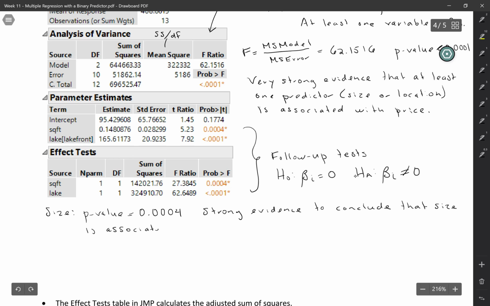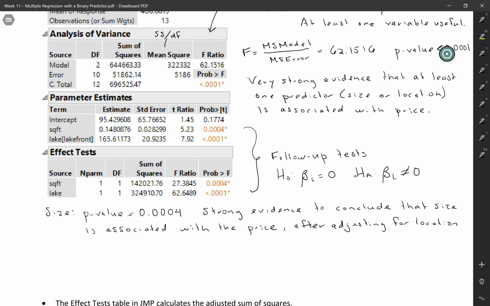But remember, there's always that little tag to add at the end when we're talking about multiple regression, because this is not just looking at the relationship between size and price, it's actually the relationship between size and price after adjusting for the other variables. So in this case, after adjusting for location. And we saw that earlier, how this is not the same slope that we would get in a simple linear regression model, and it's not the same p-value either, because we're testing something totally different. We're testing the relationship between size and price after adjusting for location.